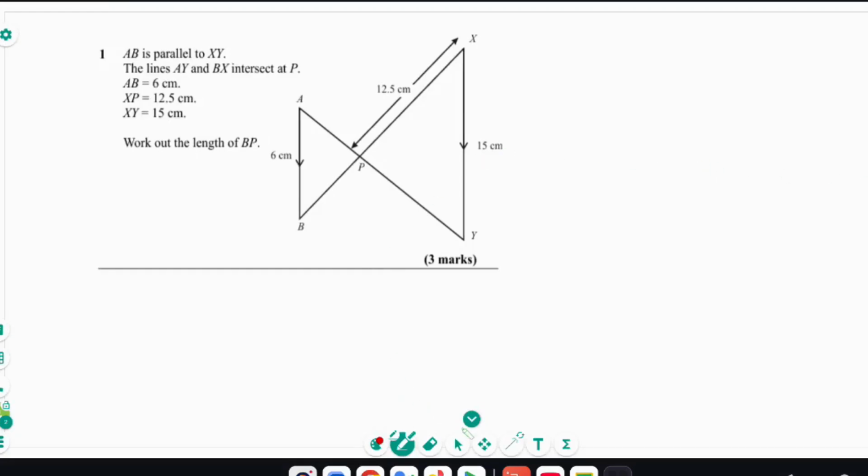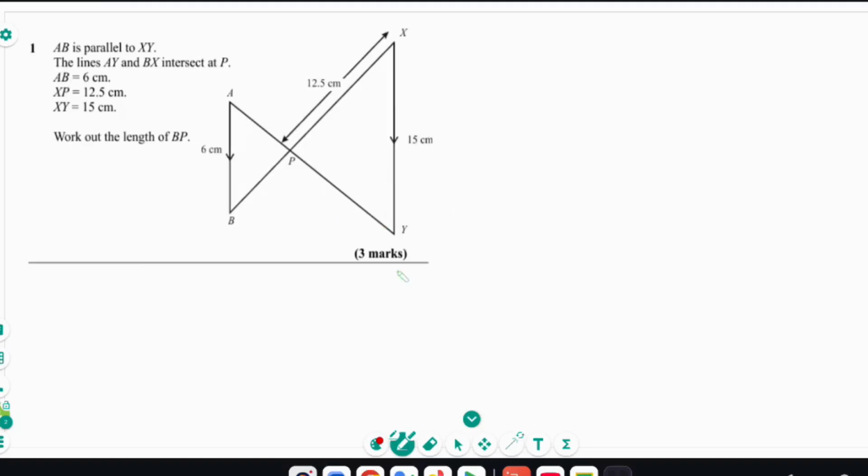Okay, let's just look at another example. So here we have similar triangles. Now, ABP, I'm going to draw here, is similar to PXY. But we've got to be careful here before I label those bottom corners. So now P and P are the same angles.